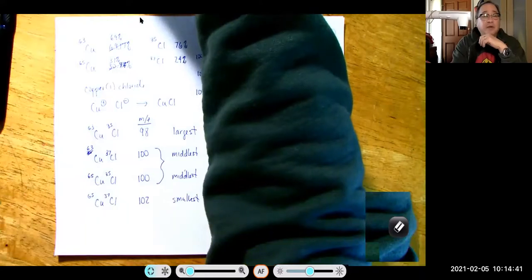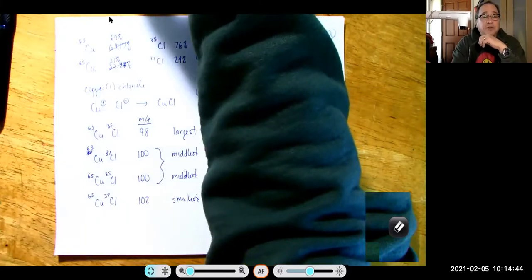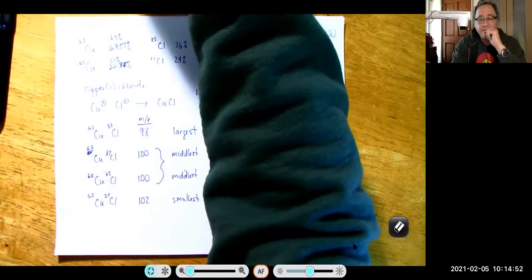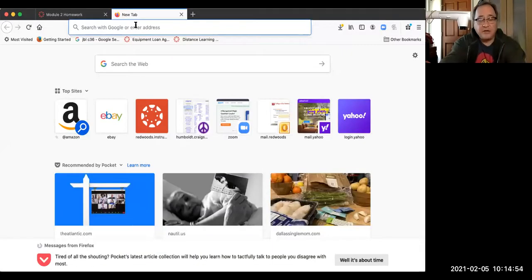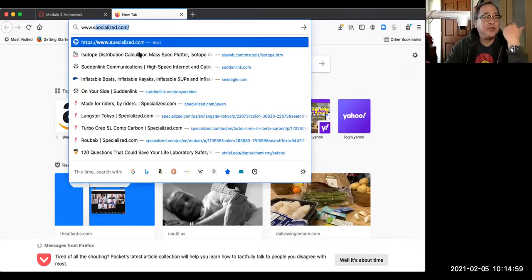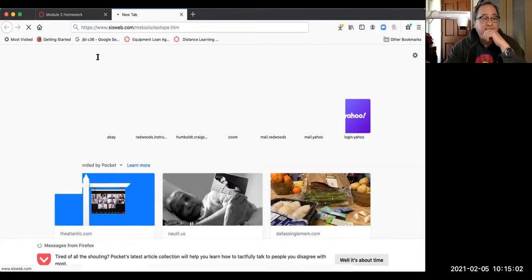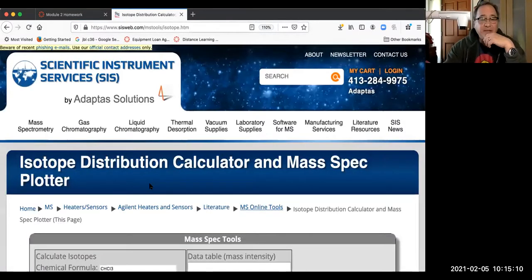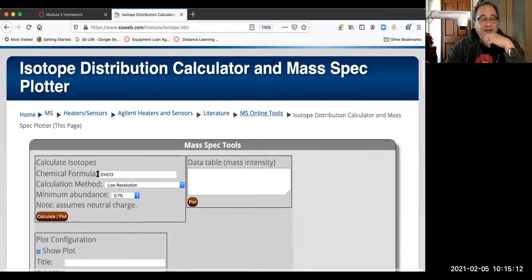So here I'm going to go to my web browser, which I'm going to share with you. And I'm going to go to the isotope distribution calculator. And guess what I'm going to type into the calculator? I'm going to type in CuCl and see what happens.